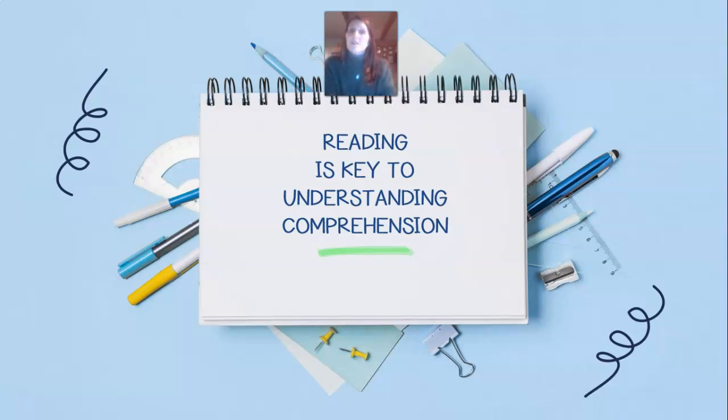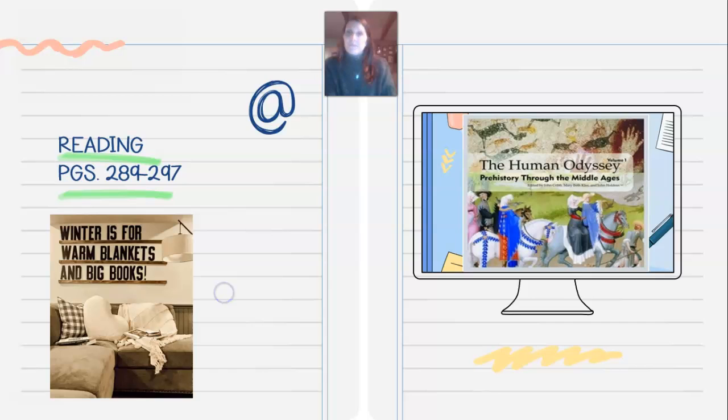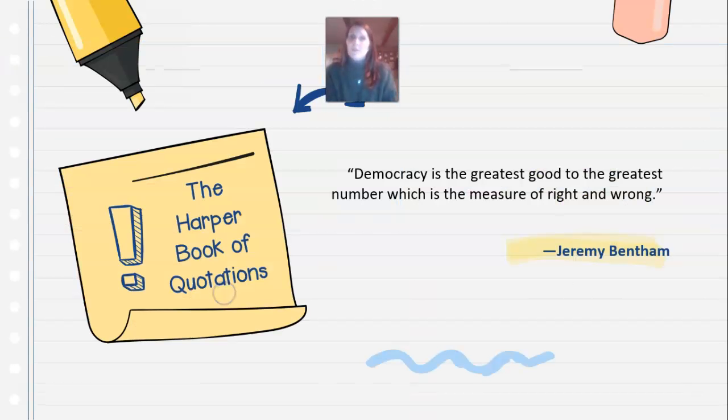Reading is key to understanding comprehension. So again, as I've said, we can't possibly have a full understanding of this lesson and what we do in class and through the flip videos. It is really important that you are completing your reading, pages 289 to page 297. Please make sure that you do have that complete, just to tie all of these thoughts and information together.